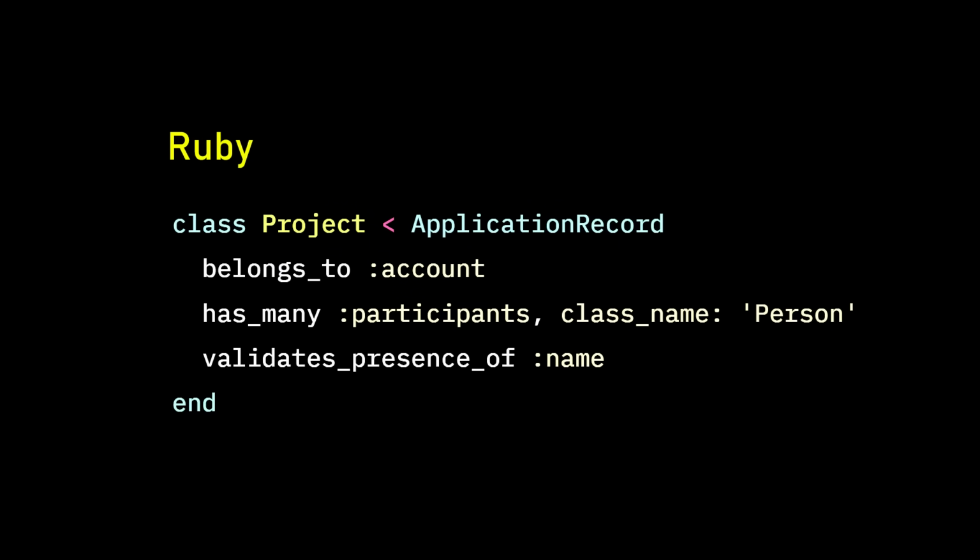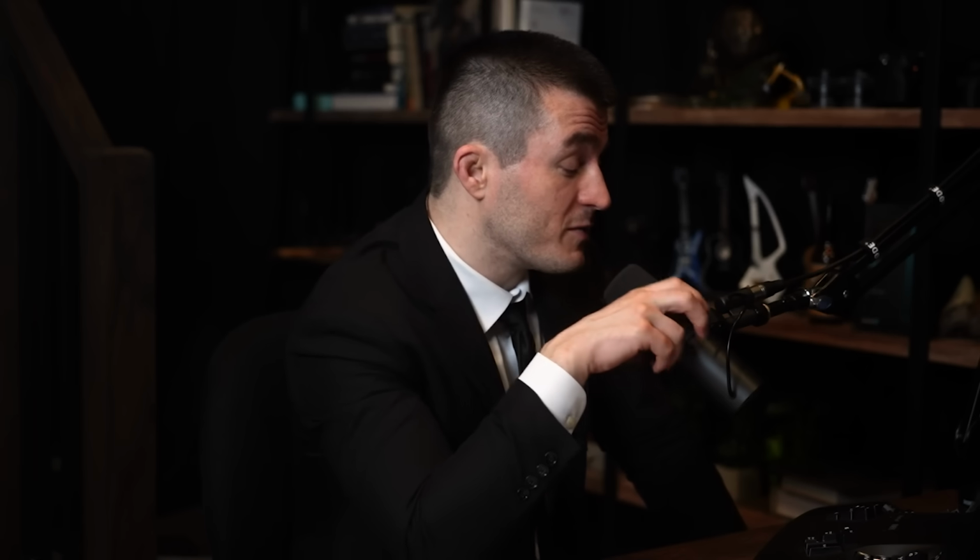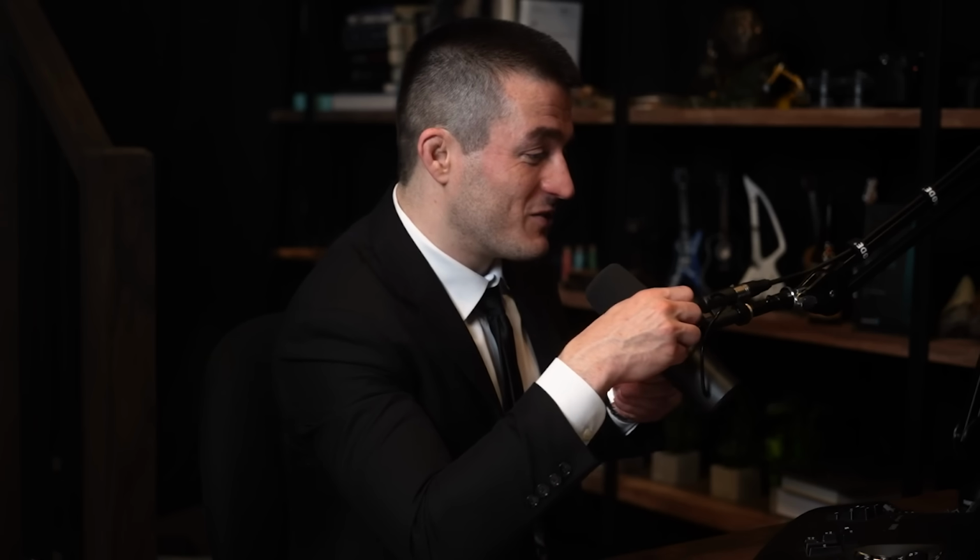Class project, application record belongs to account, has many participants, class name person, validates presence of name. See, you could read it out. You didn't even change anything, like a haiku or something. Right. Isn't that beautiful? Yeah, it's nice. It's really nice. There's an intuitive nature to it.